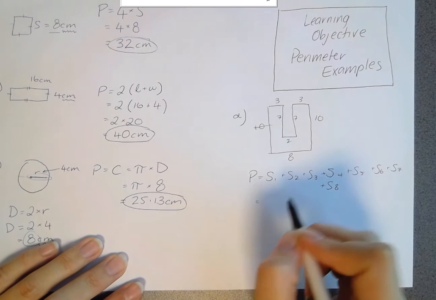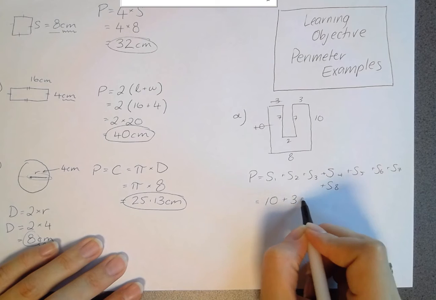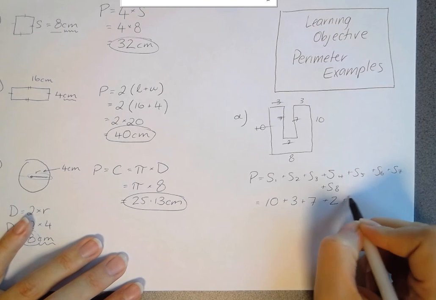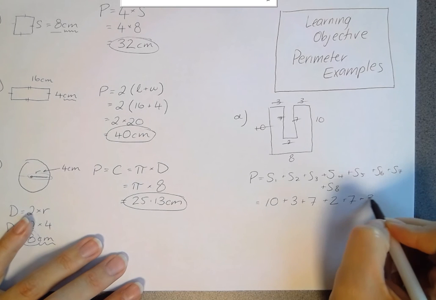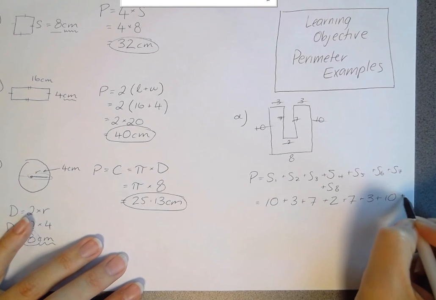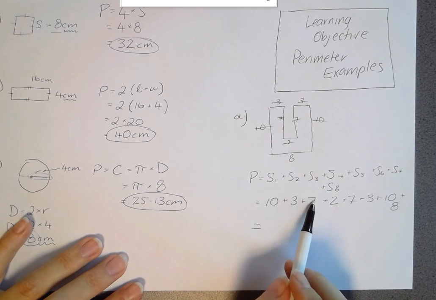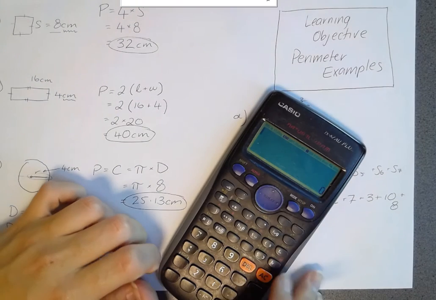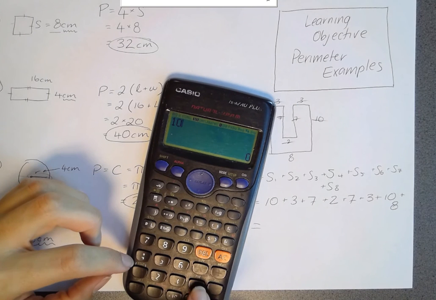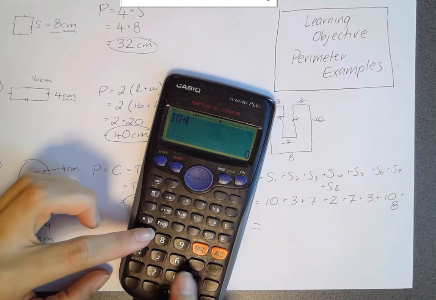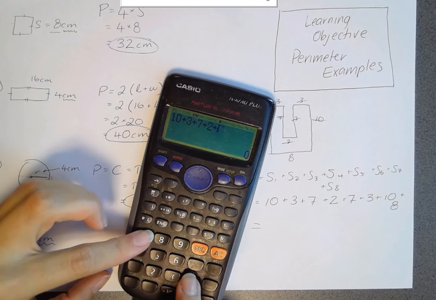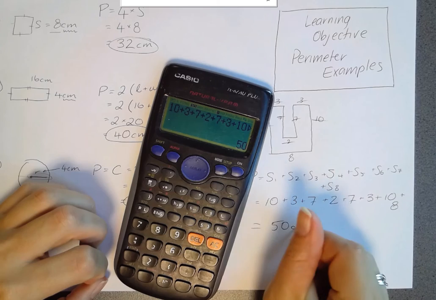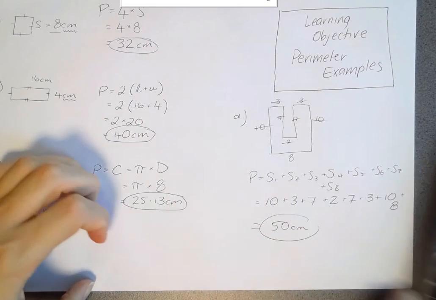So let's go here, 10 plus 3 plus 7 plus 2 plus 7 plus 3 plus 10 plus 8. So did we get 1, 2, 3, 4, 5, 6, 7, 8? Good, we've got them all. Okay, let's put that into our calculator, shall we? 10 plus 3 plus 7 plus 2 plus 7 plus 3 plus 10 plus 8 gives us 50 centimeters. So that will be our answer.